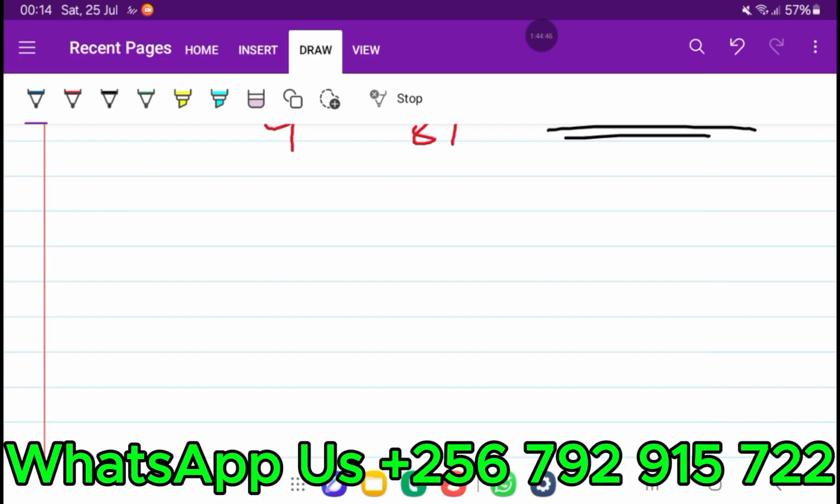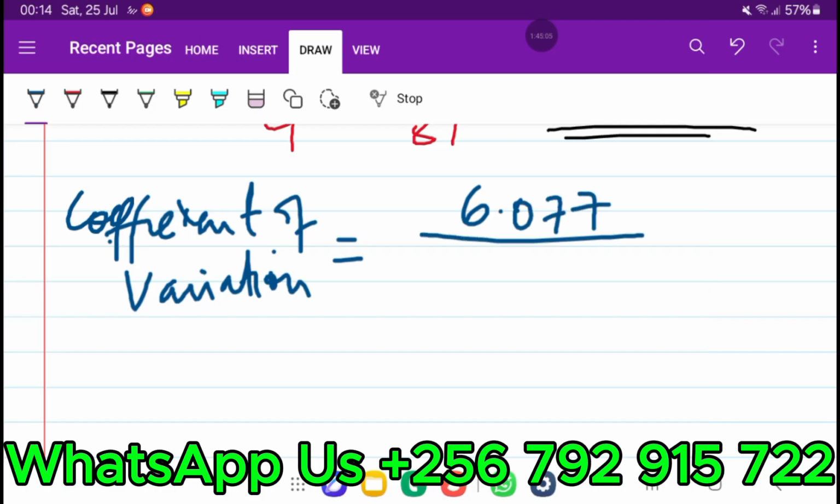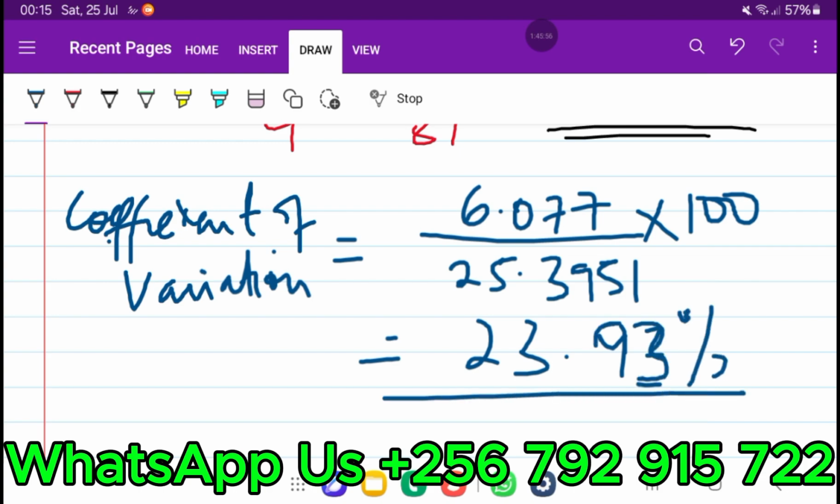So we compute the coefficient of variation, and we said it is standard deviation, and our standard deviation is 6.077 over 25.3951 times 100, and this will give you 23.93%. That's basically what they wanted us to compute.